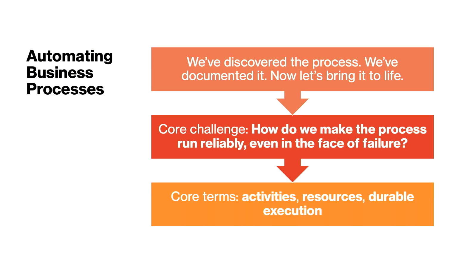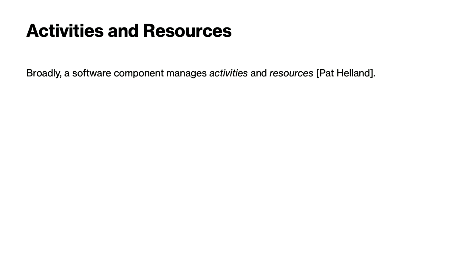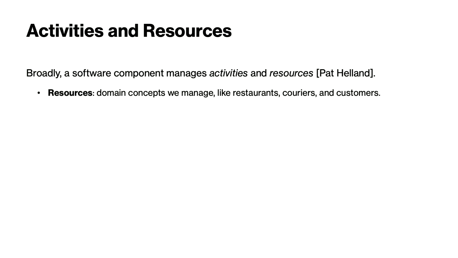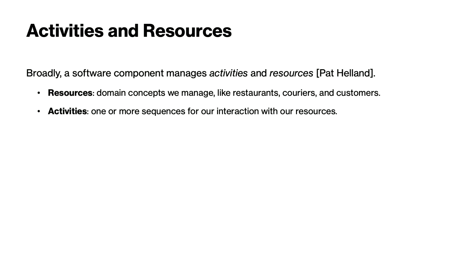All right, let's talk about automating business processes. We've discussed how we find them, and how we think about them in terms of documentation, orchestrations, and choreography. How do you actually build that? Broadly, you need to think about 2 things: activities and resources. Typically, any service owns both. The resource is some domain concept that we manage, like restaurants, couriers, customers. And the activity is a process that we are running that potentially has some series of steps or states. So the process we've just been thinking about.